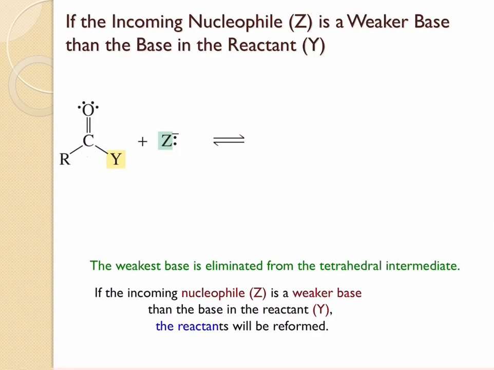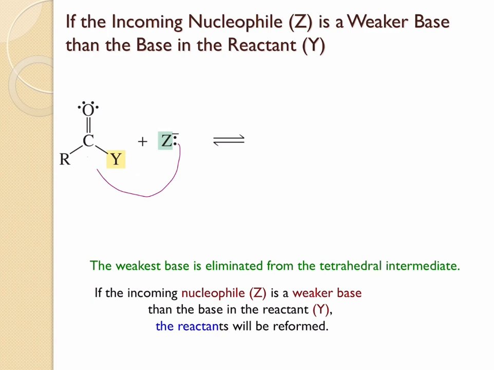Let's go on to the second scenario. Now, if the incoming nucleophile Z is going to be a weaker base than the base in the reactant, then there's not going to be any new compound created. Instead, the reactants will be reformed. So again, it's going to go through the same tetrahedral intermediate, but this time it would be Z's chance to leave the system. So let's do the mechanism for this.